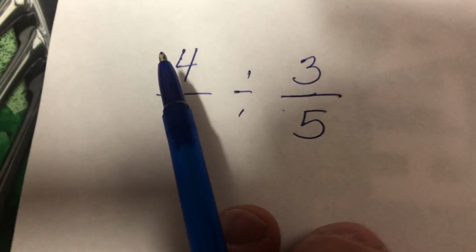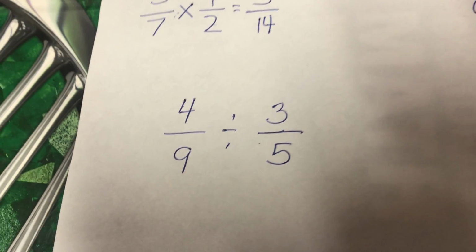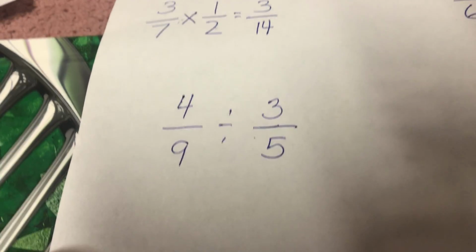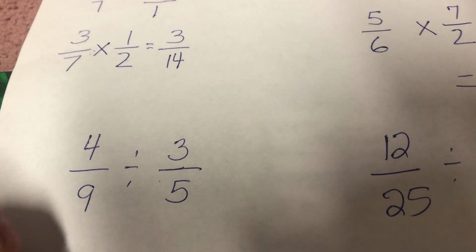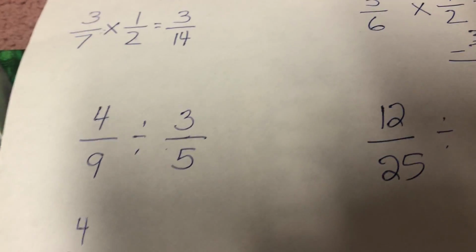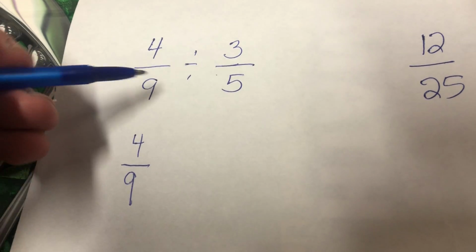All right, 2 more. I just don't think it's that difficult what we're doing today, 6th grade, so this isn't going to be a real long video. Once again, we have 2 fractions. The first fraction, 4/9, is going to stay the same. So that's going to become 4/9.